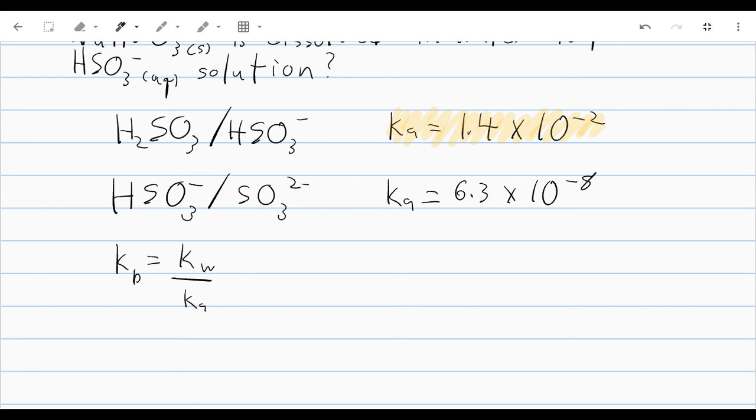We have the Ka value, and we know what Kw is. Kw is 1 times 10 to the negative 14. Ka is 6.3 times 10 to the negative 8. Now we just have to plug that into our calculator, and it'll tell us what Kb is. So 1 times 10 to the negative 14 divided by 6.3 times 10 to the negative 8 gives us 1.6 times 10 to the negative 7.